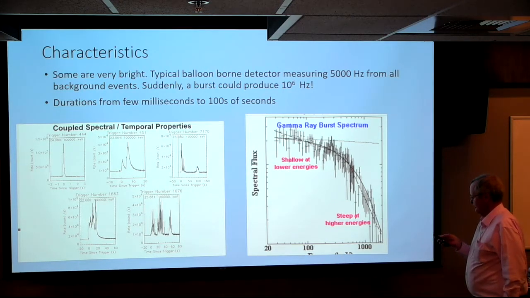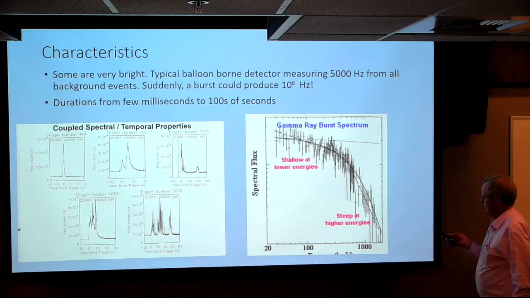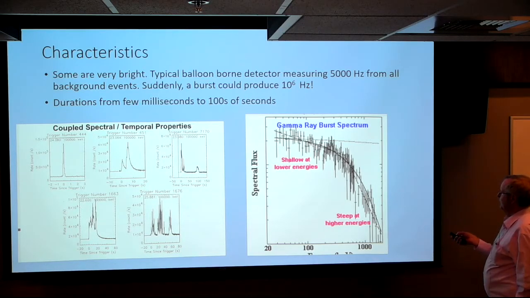This is a typical spectrum of a gamma ray burst. They're kind of hard, meaning it doesn't drop very much in energy as you go up. This is 20 keV, a couple hundred keV. It's rather flat. You get about the same intensity here as you do at this energy, but then it falls more rapidly, called a soft spectrum. So this is a characteristic spectrum of a gamma ray burst.